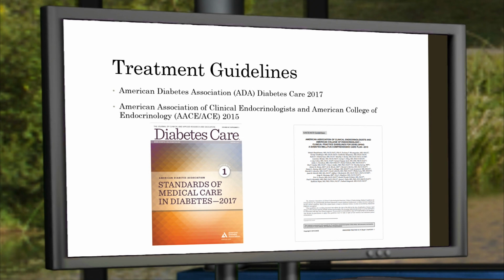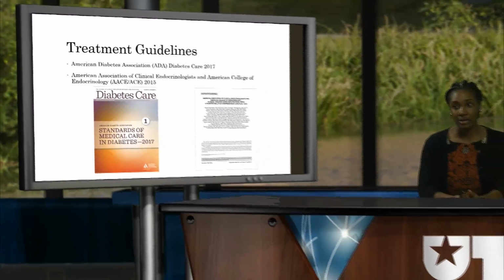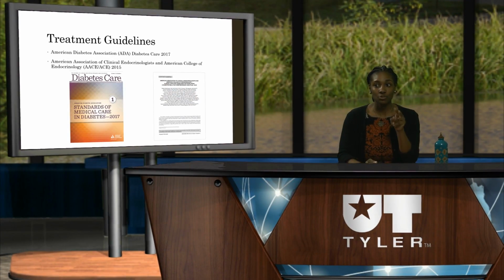All right, so here's just a basic view of what our guidelines look like. Just like with many other disease states, there are a ton of guidelines out there that can tell you what to do and guide you through the treatment of diabetes. The main two that we use are going to be our American Diabetes Association, and they usually come out with an update every year. So this is the Diabetes Care 2017.